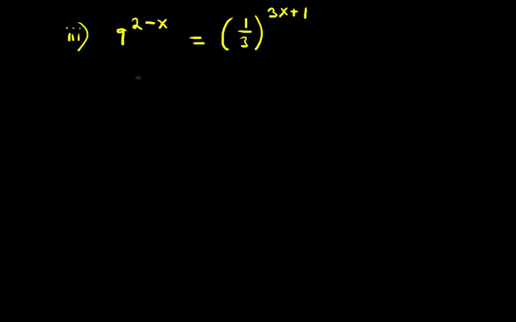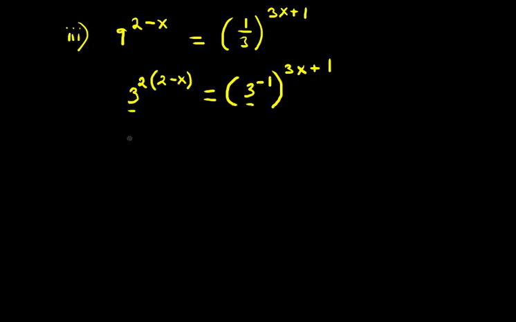This 9 is the same as 3 raised to the power 2. Then we maintain the powers on top, putting them in brackets, which is 2 minus x, equal to 1 over 3, which is the same as 3 raised to the power negative 1. Then the power there is 3x plus 1. The bases are the same, we have 3 there and 3 there.